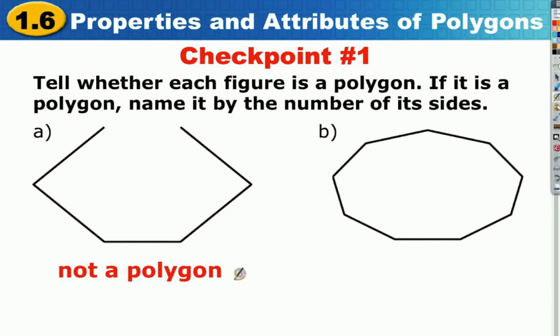What about part B? Give me a thumbs up if you think that is a polygon. A lot of people think it is a polygon. It is a polygon. What should its name be? Marie? Zavari, you agree with that? Yeah, it is a nonagon. Very good. Any comments, questions, concerns on checkpoint number 1?